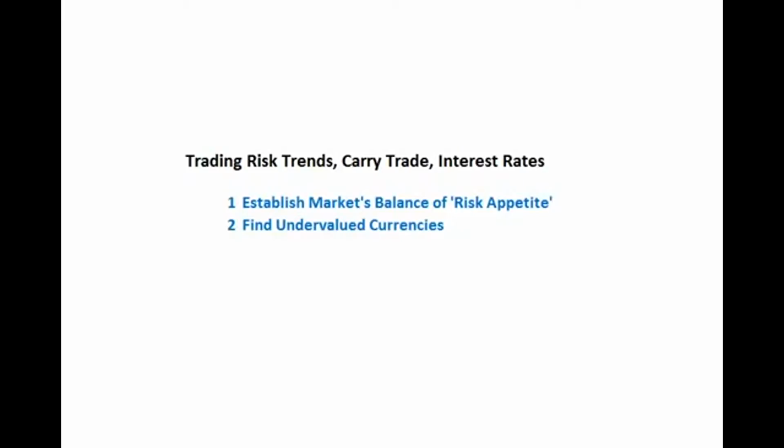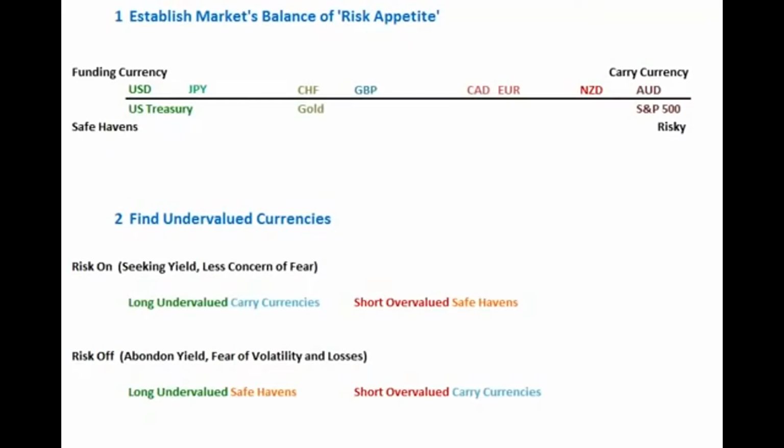Now, there are two aspects to this approach. One, we need to establish the market's balance of risk appetite. Risk off, risk on. Is there an appetite for yield, or is there more of a concern of volatility and the fear therein? That's the first step. The second step is then to find undervalued currencies, given that scenario. And whether we're talking about undervalued or overvalued very much depends on step number one. So let's take this step by step. The first step we're going to take is to establish the market's balance of risk appetite trends.